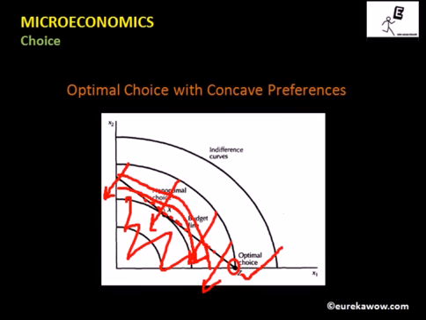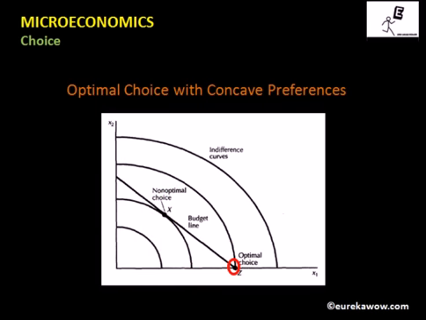And as a result, the optimal choice in this case is point Z, where the consumer consumes only good one and consumes 0 units of good two. And this is in line with the fact that in case of concave preferences, extremes are preferred to averages.